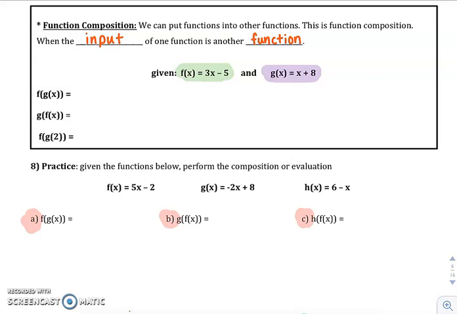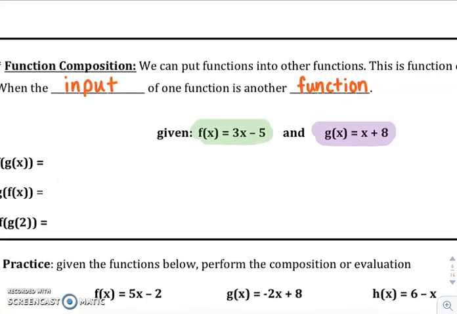So function composition is just really a fancy way of saying putting one function into another function. So what that means is the input, or what you're substituting into one of your functions, is an entire other function. So for just our example here, it gives us f of x and g of x. f of x equals 3x minus 5. g of x equals x plus 8. So we've got an f function and a g function.